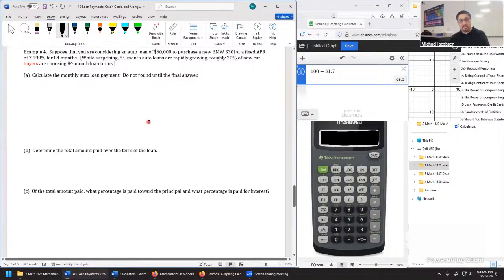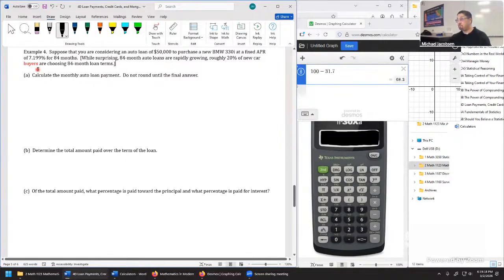So now at essentially 7.2%, but we'll use 0.199 in the computations for a term of 84 months. And that's a pretty surprisingly long auto loan. I found out that these are rapidly growing, and roughly 20% of buyers of brand new cars are going for the 84 months. So here's the entire situation.